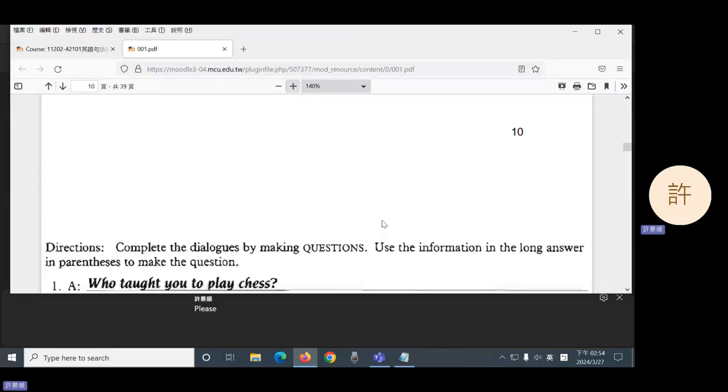Please turn to page 10. I always say that if you have a question, you should ask, because we all might learn something together.